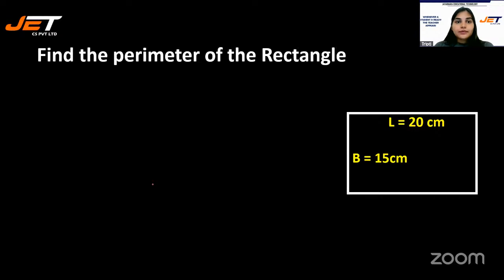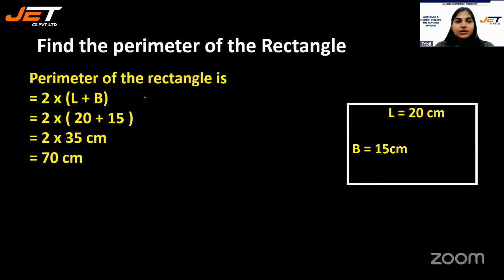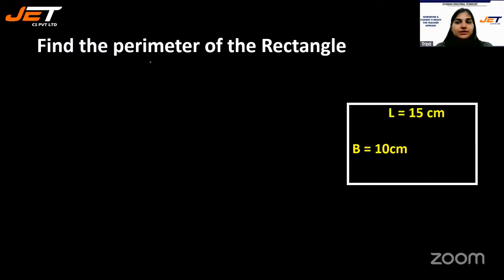Okay, so here perimeter of this rectangle is 2 times the length plus breadth. 2 times 20 plus 15, 35. So 2 times 35 is 70 centimeters. So 70 centimeters. We'll move on to the next one. Length is 15, breadth is 10.